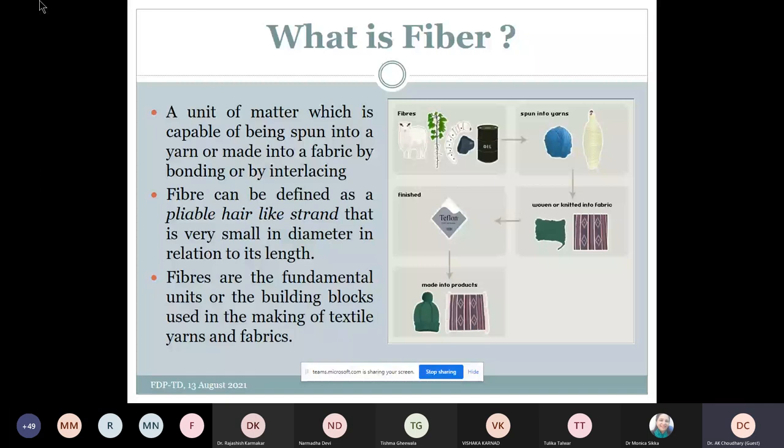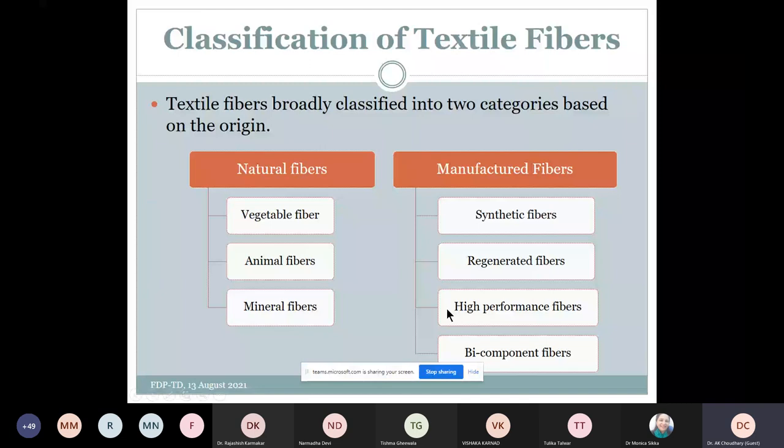So the first question is how you can classify and what are the different types of materials or fibers available in the industries, either in India or at the global levels. So textile fibers are classified in two categories. One is called natural and the second is manufactured fibers.